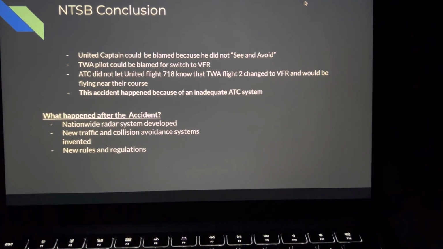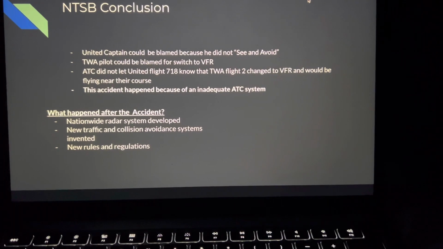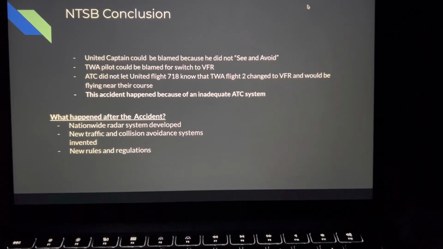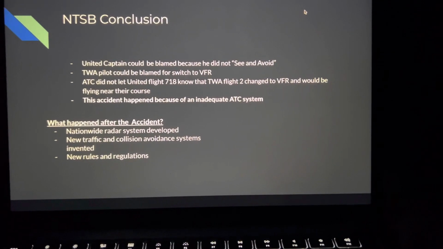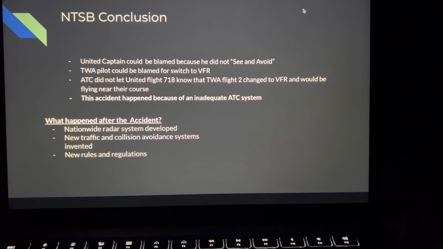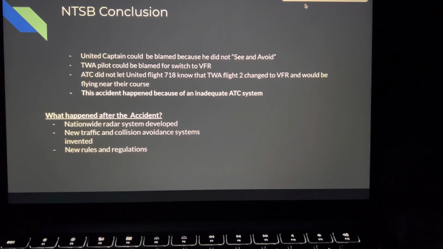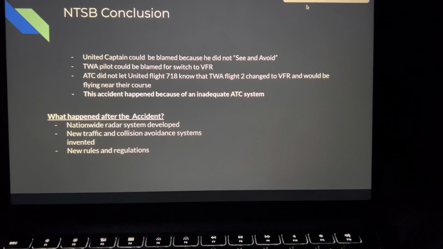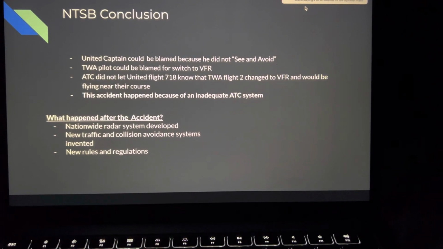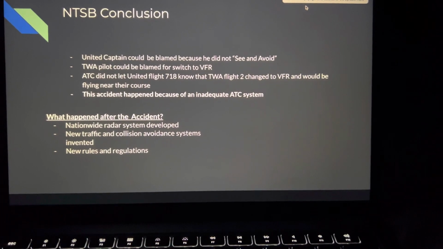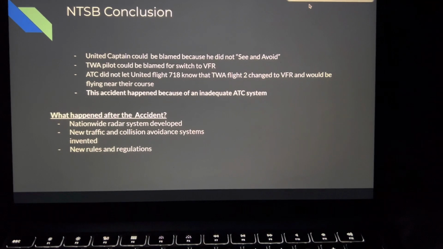Conclusion: the United captain could be blamed because he did not see and avoid, and the TWA captain could be blamed for the switch to VFR. ATC did not let United Flight 718 know that TWA Flight 2 changed to VFR and would be flying near the course. The accident happened because of an inadequate ATC system.